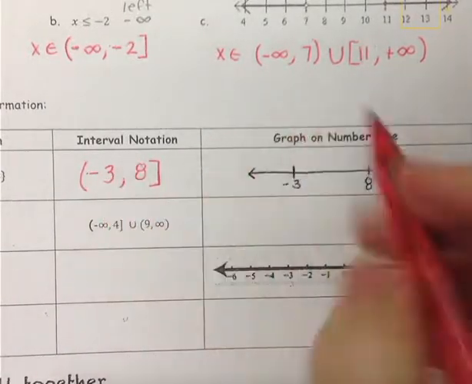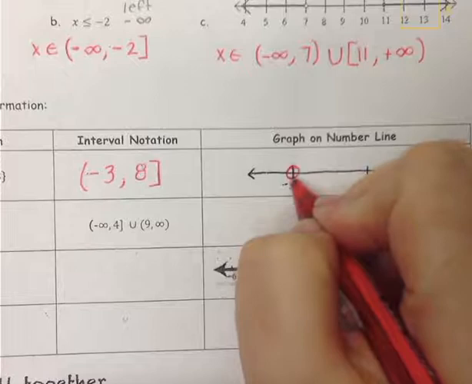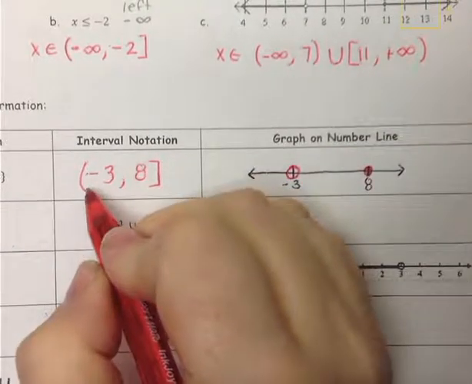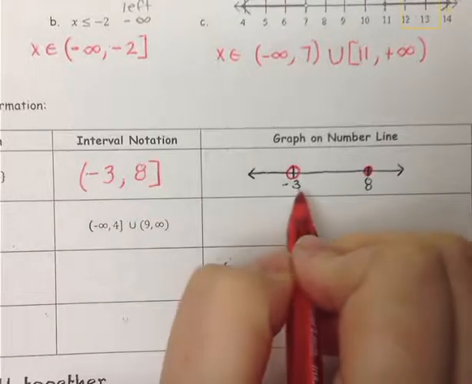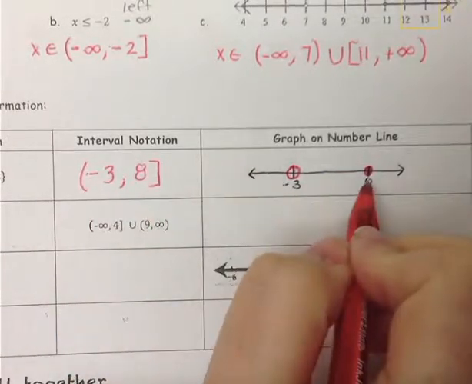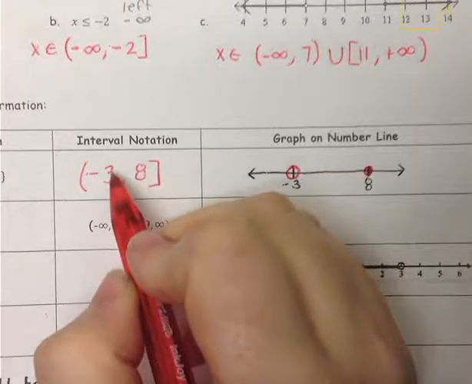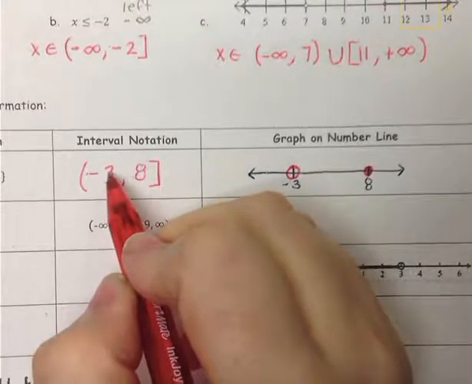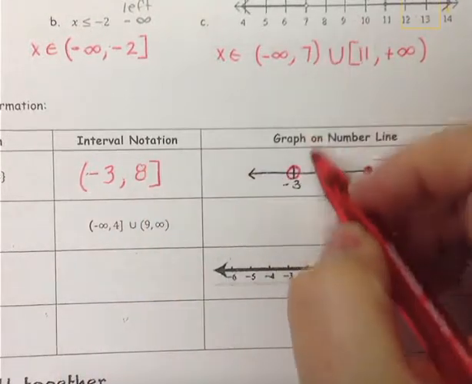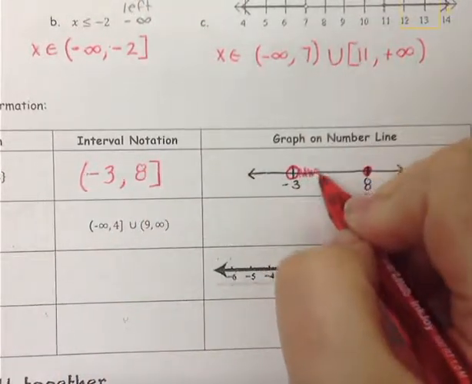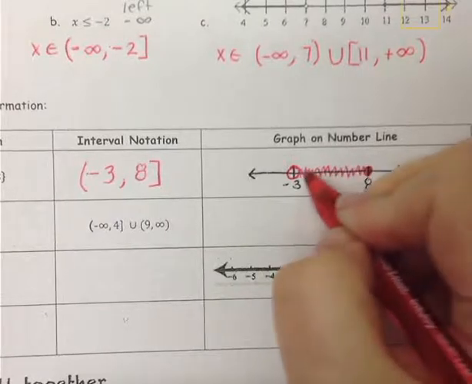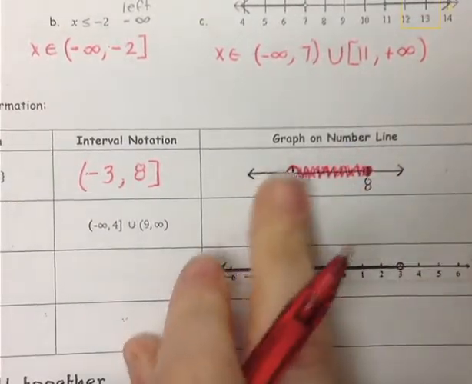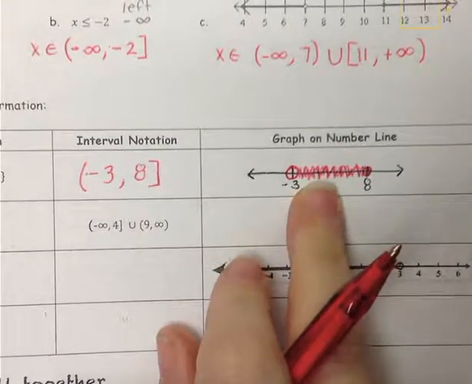The -3 is going to be an open circle, and the 8 will be a closed circle. It's because of the brackets. An open bracket means an open circle. A closed bracket is a closed circle. And we want all of the values in between, because it's starting at -3, but it's stopping at the 8. So if it starts at the -3, it keeps going until it stops at that 8. So this is how we would see the graph on a number line.